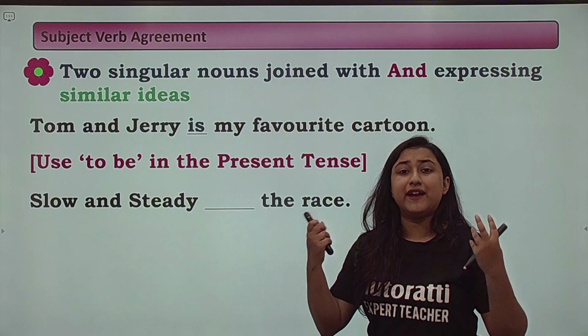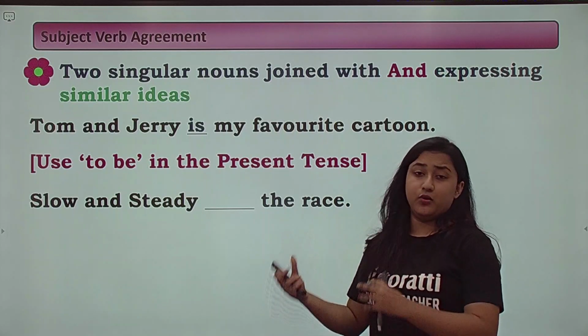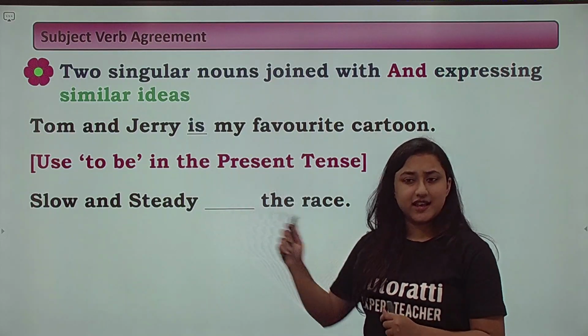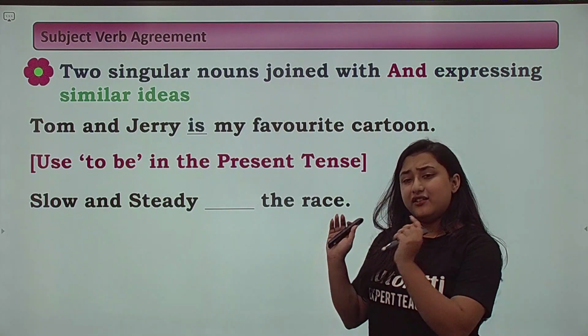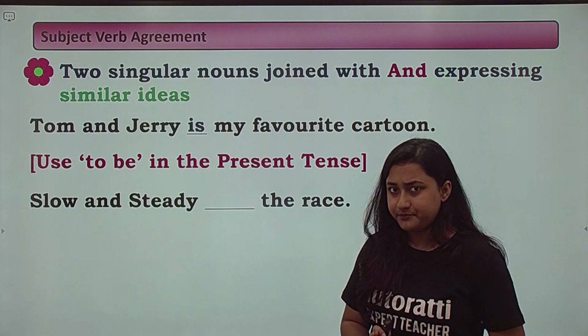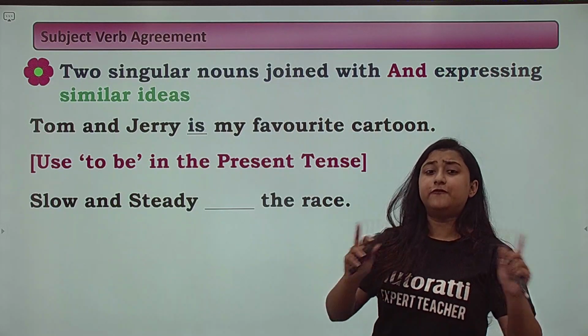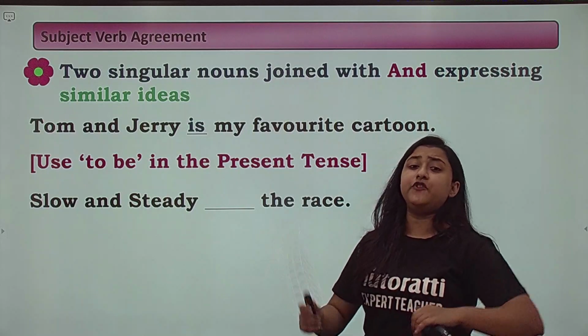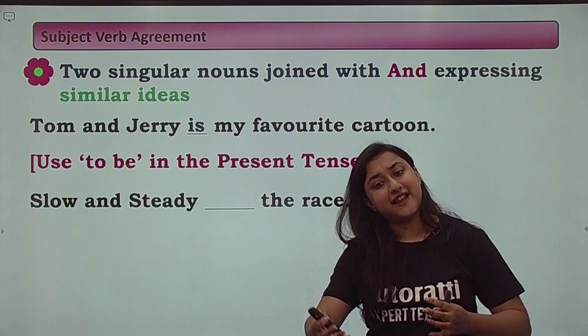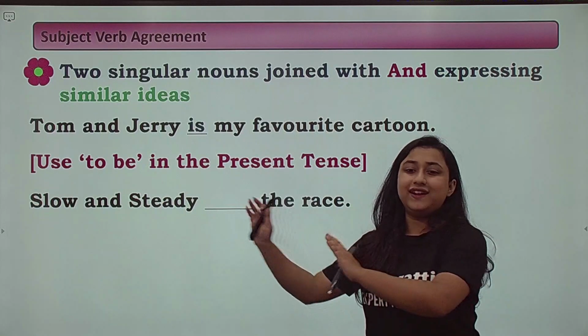They are two adjectives, right? Now what is happening? Let's see. Slow, steady, they are both singular joined by and. So definitely they are expressing a similar idea, right? We are not talking about two different people. We are saying slow and steady dash the race. It means if you are slow as well as steady, only then you can dash the race.